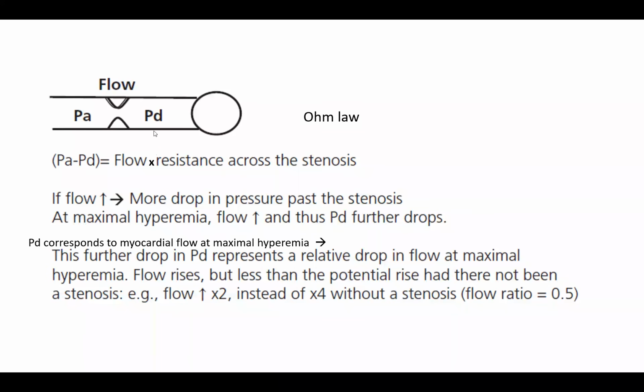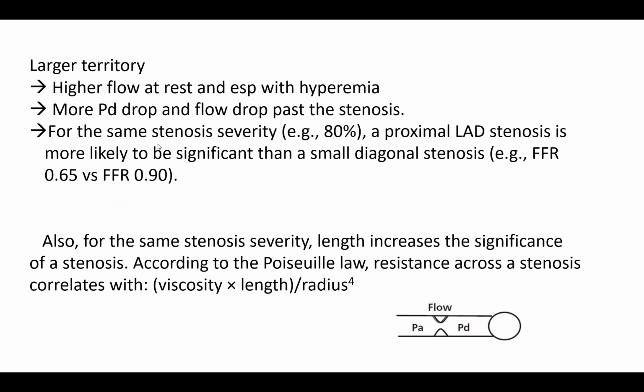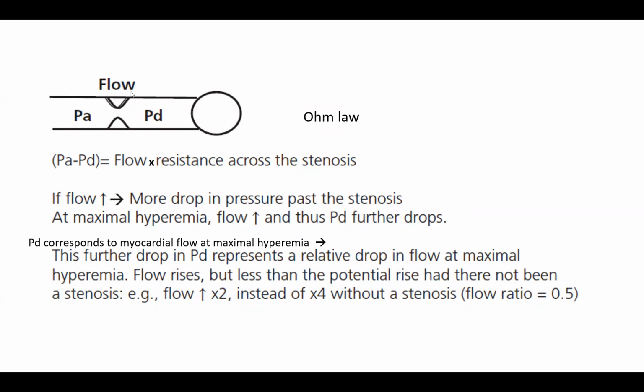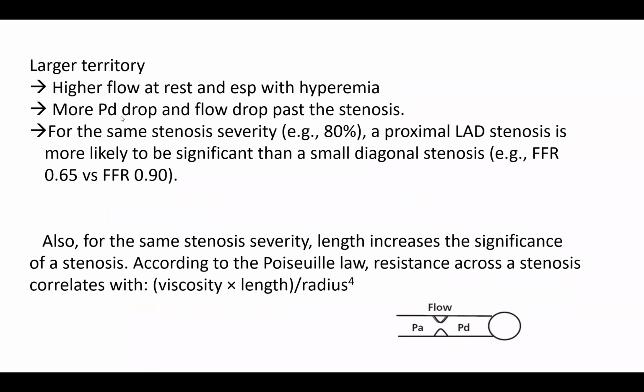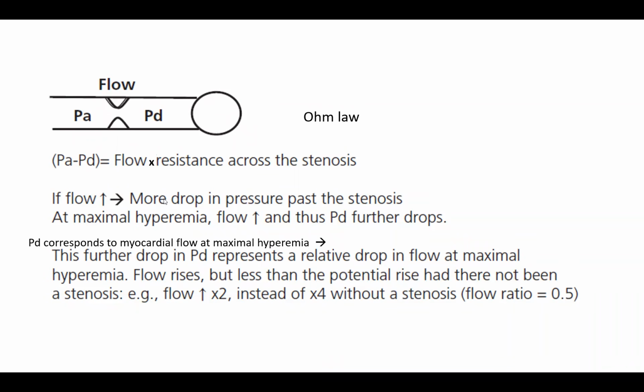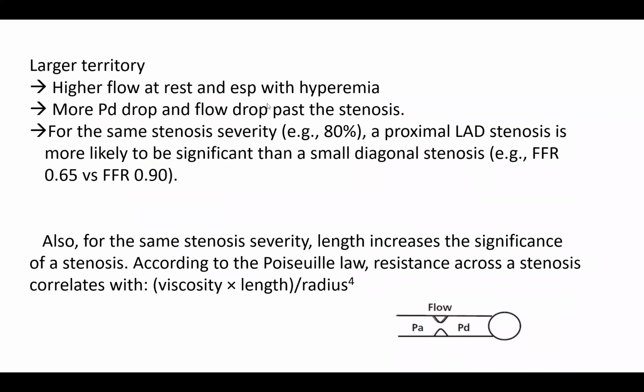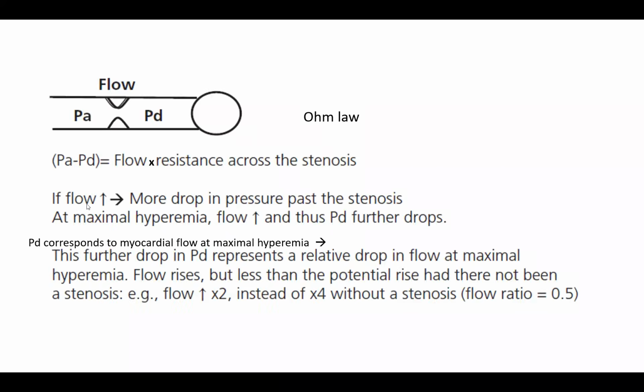Another thing, it allows you to understand the behavior in various arteries. So let's say you have a larger territory. The larger your territory, for example, you have an ostial left main, the larger your territory, the higher the flow at rest, and especially with hyperemia and adenosine. Therefore, the higher the flow, the more you get a drop in pressure and a drop in flow past the stenosis.